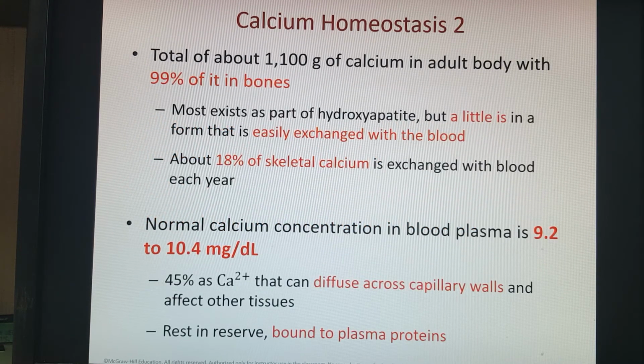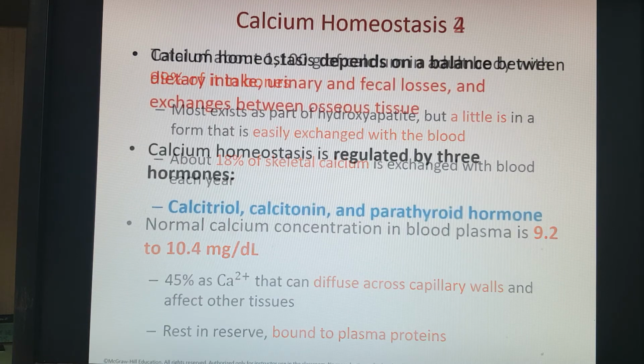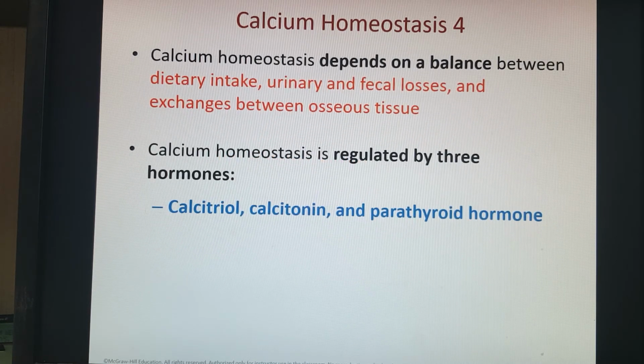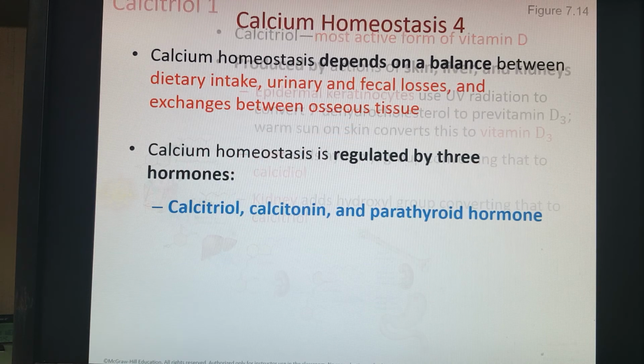Okay, so exchange, there is a normal level that it likes to keep, depending on how much you take in through your diet, how much is lost, how much is exchanged with your bone. And it's regulated by 3 different hormones: calcitriol, calcitonin, and parathyroid hormone.